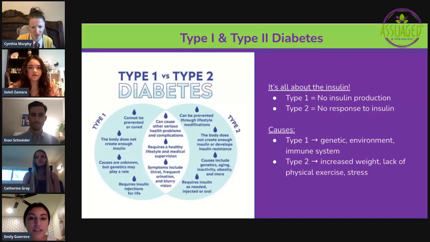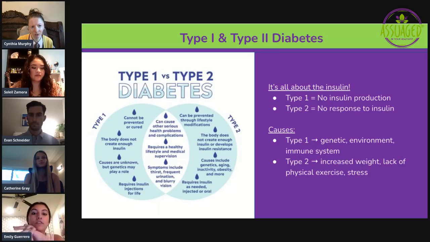There are two different types, type 1 and type 2 diabetes. The main thing that differentiates the two is insulin. If you're a type 1 diabetic, you don't have any insulin production. If you're a type 2, your body doesn't respond to insulin. Normally type 1 is genetic and you often develop it at a young age or you're born with it. Type 2 you develop later in life, and it can lead to increased weight and can be caused by lack of exercise or stress.